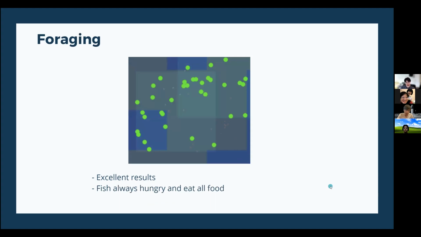And for the foraging behavior, we also get an excellent result. The fish can accurately and efficiently get the food from the food area. However, we can see that in our current simulation, the fish are always hungry and eat all the food as possible, so it's not really corresponding to natural behavior. We think if we add a hunger level and stomach level to the fish and adjust these hyperparameters more, we may get a better result for the foraging.